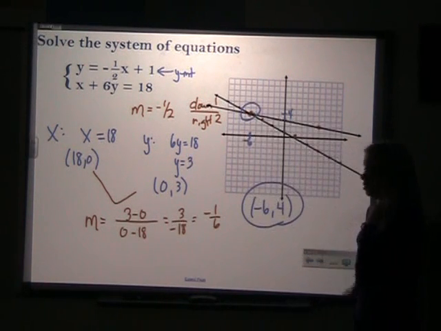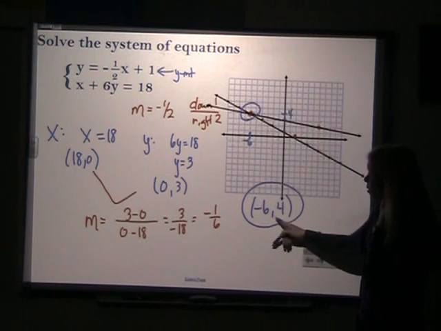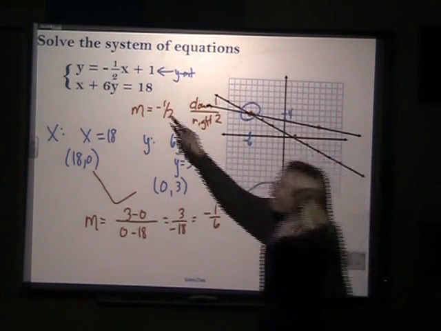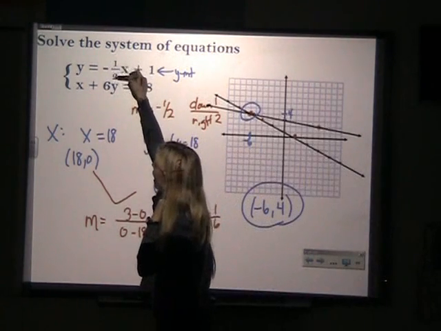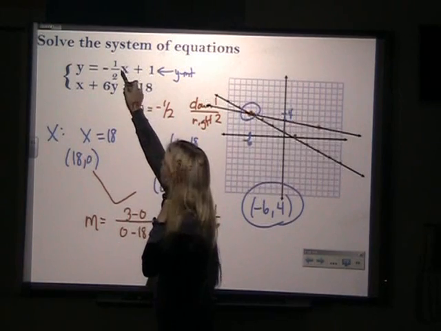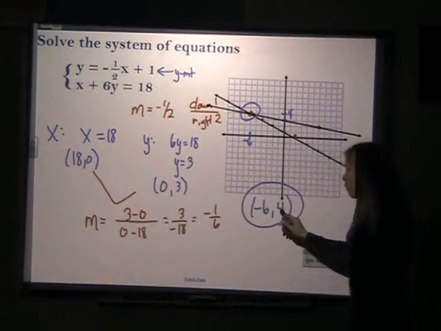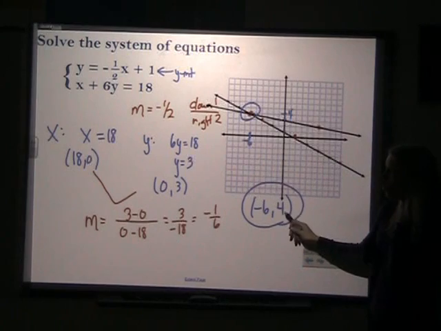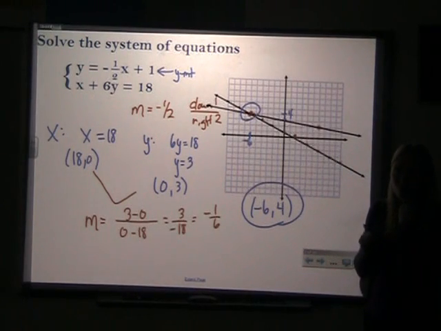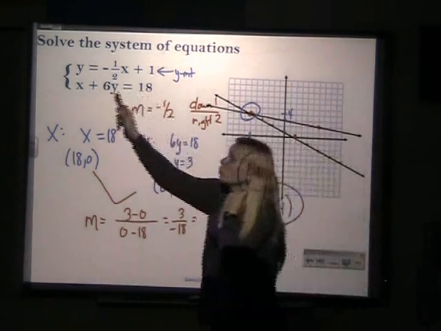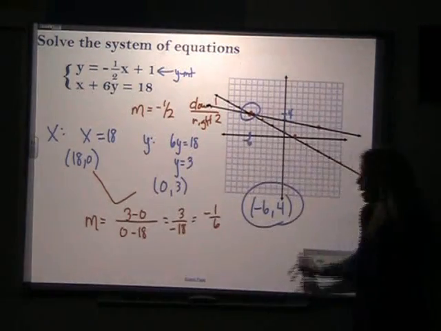That is my answer. If you want to check that, plug negative 6 in for x. So negative 1/2 times negative 6 is 3, plus 1 is 4. If this doesn't work, you know you've done the problem wrong. If you're plugging it into standard form, plug both x and y in.